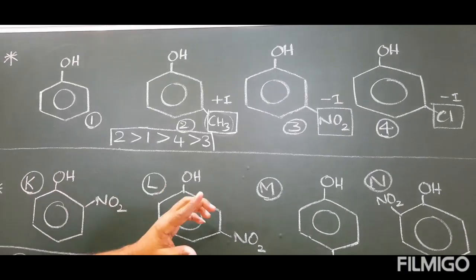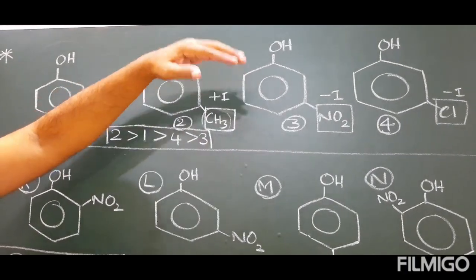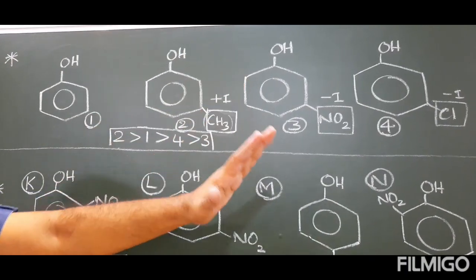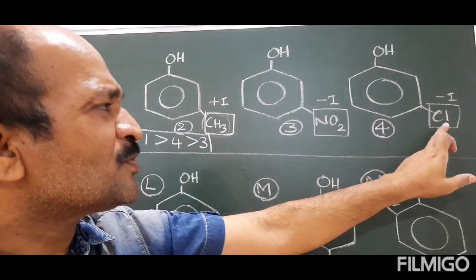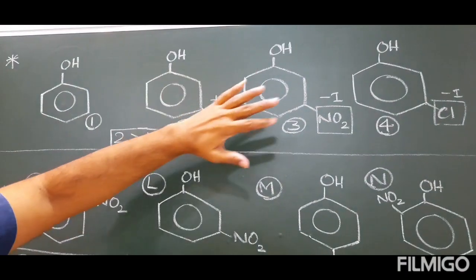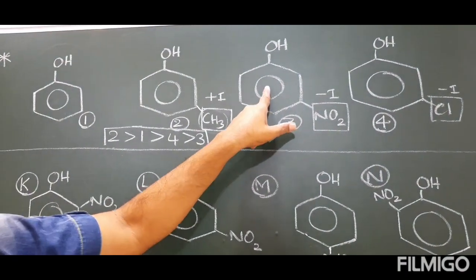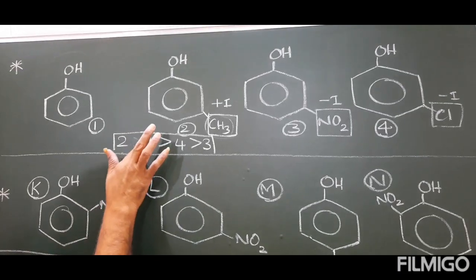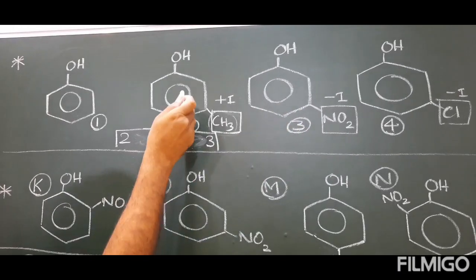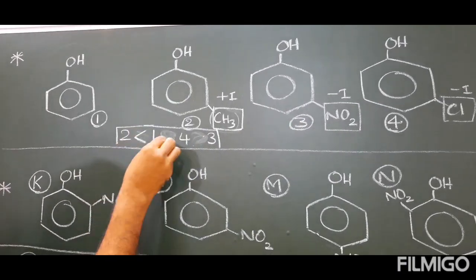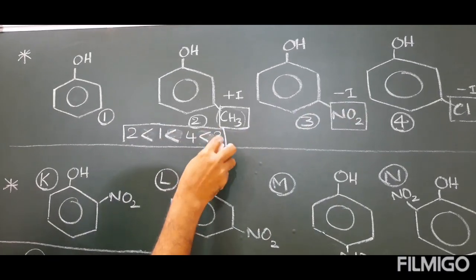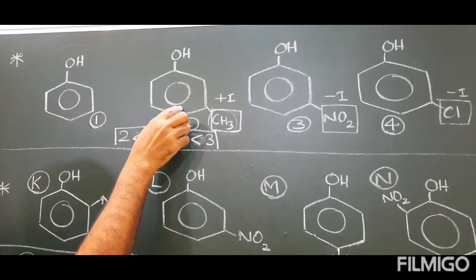I am explaining simply. Plus I effect causing groups will decrease the acidic strength. Minus I effect causing groups will increase the acidic strength. Among these two groups, it is a stronger withdrawing, it is a weaker withdrawing. Among all these, this is the strongest acid. Just wait student. This is the strongest acid and it is the weakest acid. 2 less than 1 less than 4 less than 3. This is the stronger acid. This is the weaker acid.